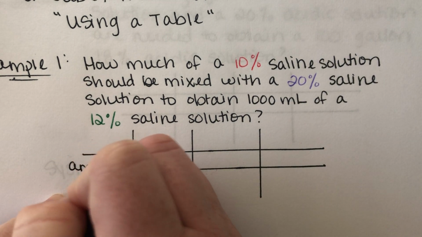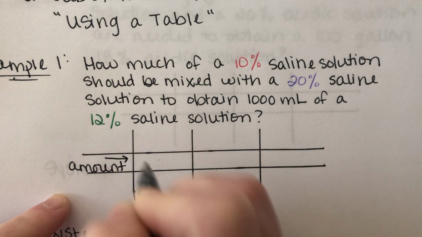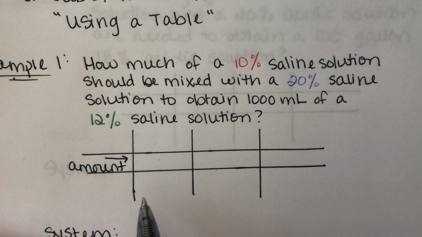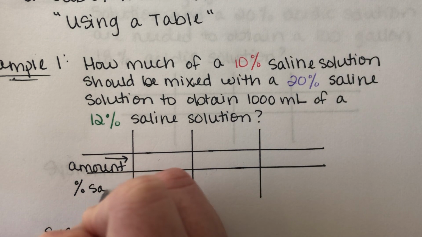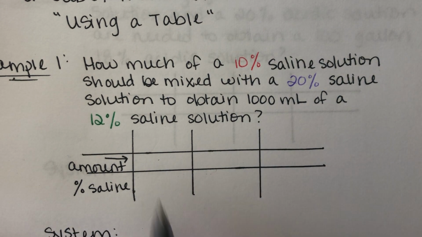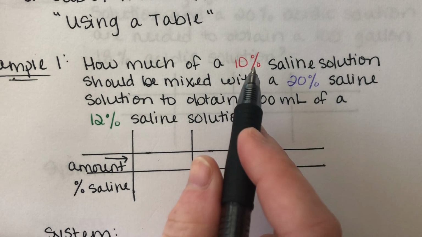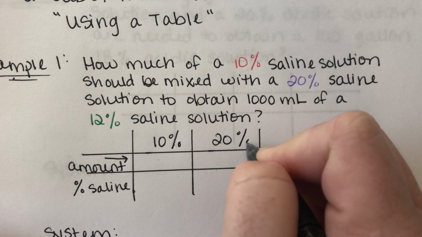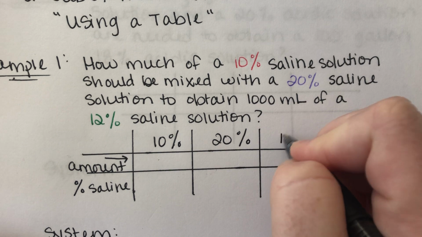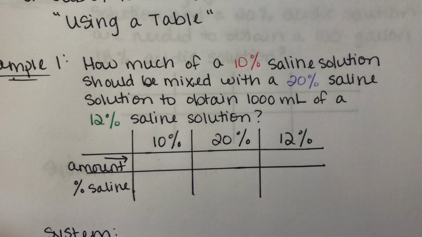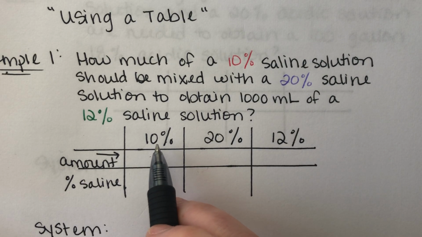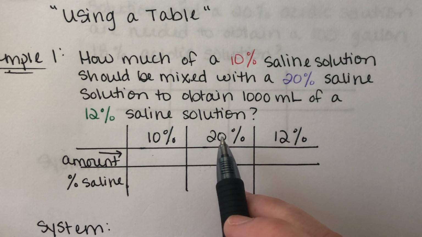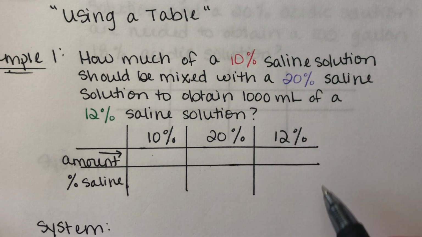So I'm going to write amount. That's what's going to go in this line. And then in the bottom line here, we're going to actually put the percentage, so the percent saline. Okay, and then in these columns, I'm going to represent the 10% solution, the 20% solution, and then when I mix them together, I get that 12% solution. Okay, so the amount. How much of the 10% solution do I use? How much of the 20%? And then how much of the 12% do I end up with?